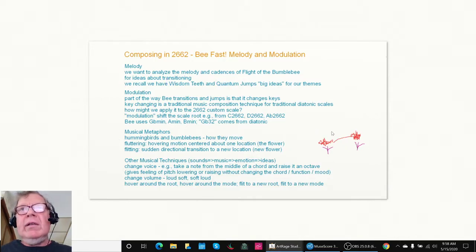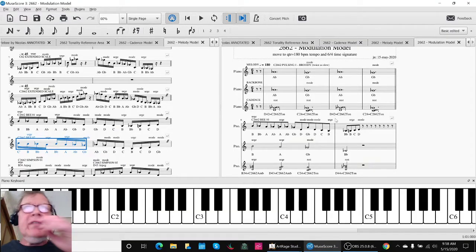We're going to continue this idea of using musical modulation and other techniques, like the voicing of a chord, taking a note from the middle of the chord and jumping it up or down an octave. And we also heard in the B, getting louder, softer, softer, louder. All of those are ways to feel like you're hovering and you're flitting. So that's where we're going to leave it.